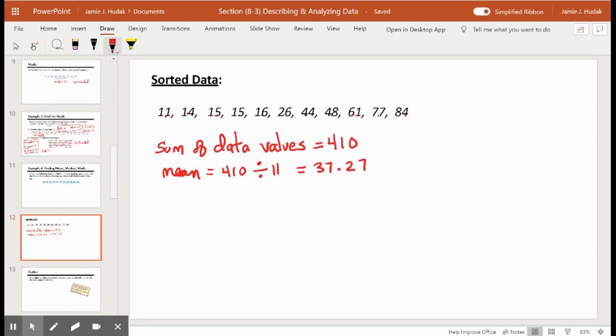Because we have 11 pieces of data, 1, 2, 3, 4, 5 to the left, 1, 2, 3, 4, 5 to the right, which makes this the center value. So we can say the median is 26. And our mode is the piece of data that shows up the most. The mode is 15.